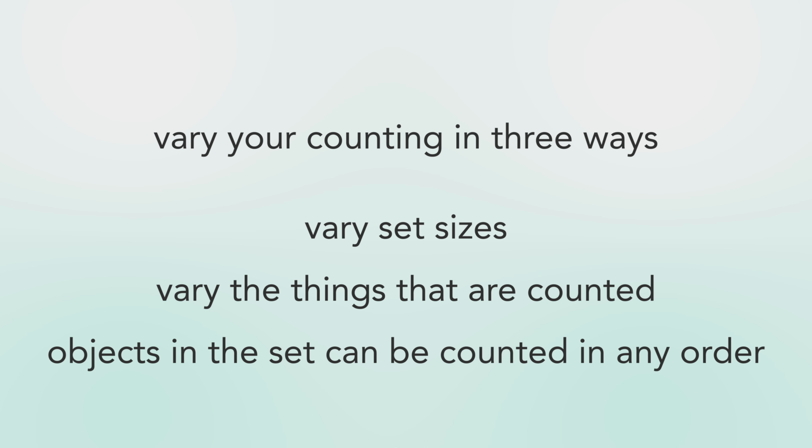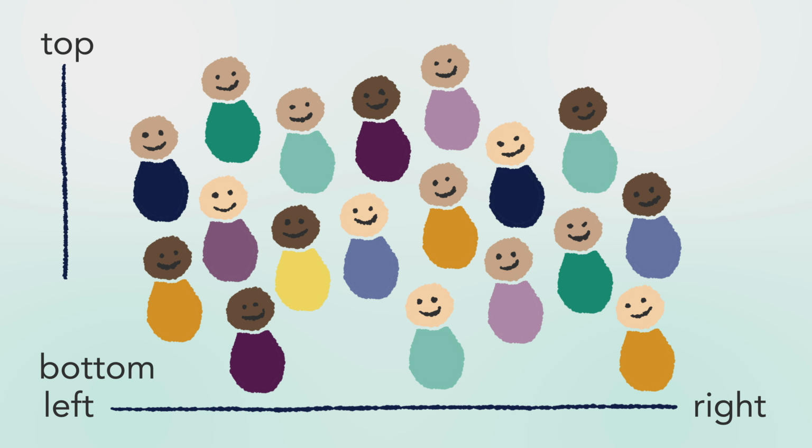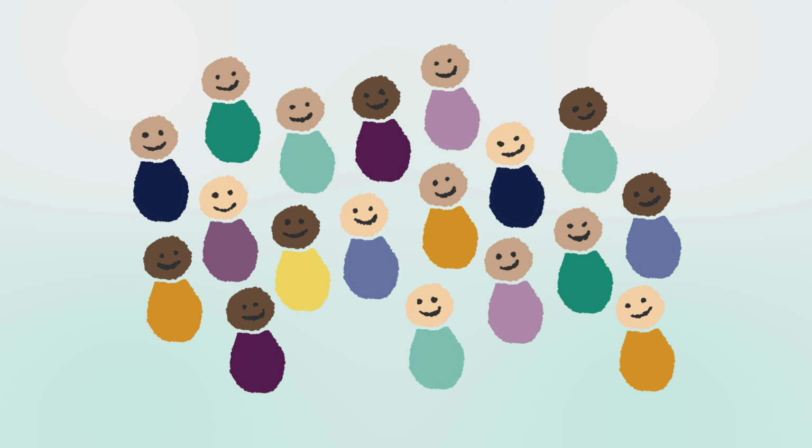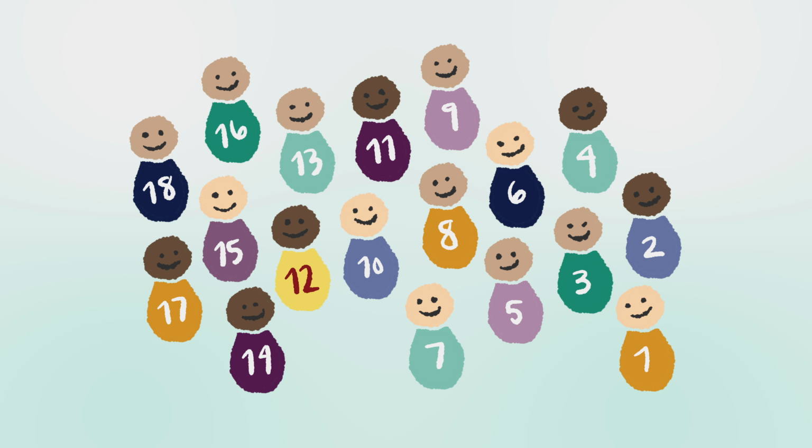Finally, you can show children that while the counting word sequence always has to stay the same, the objects in the set can be counted in any order as long as each object is counted once and only once. That is, counting from left to right or top to bottom can help you keep track of what you've counted, but this sequence is not necessary for an accurate count. When you count your classroom of 18 students more than once in a day, Joey might be number 3 in the morning and number 12 after lunch. The total will still be 18, and that's what matters.